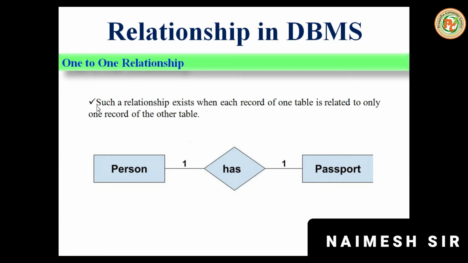Such a relationship exists when each record of a table is related to only one record of the other table. For example, a person has only one passport in a lifetime, like an Aadhaar card. In one table a primary key is given, and in another table another primary key field is given. If both have only one relationship, that is called the one-to-one relationship.